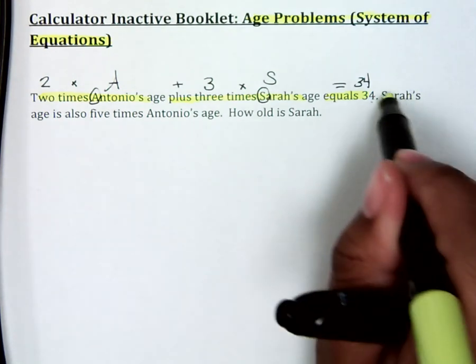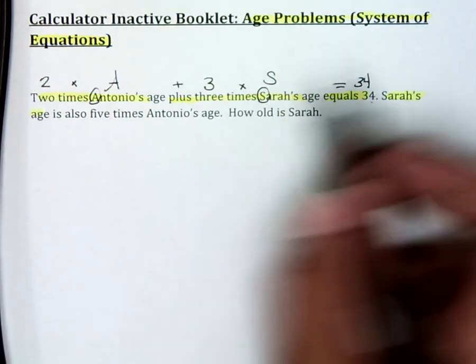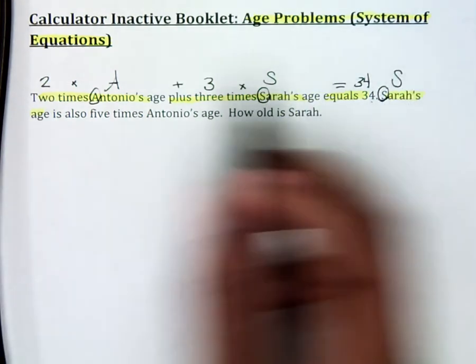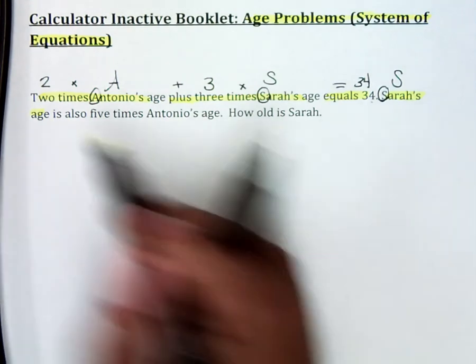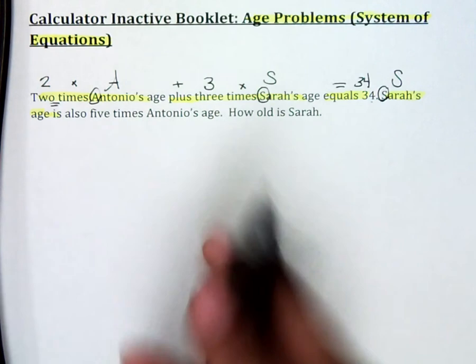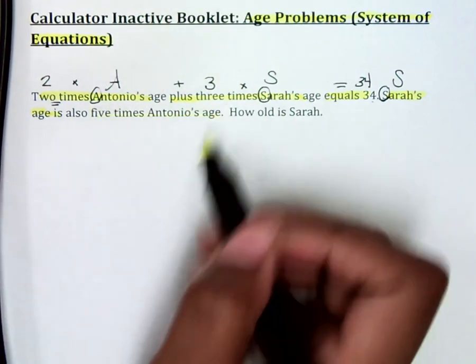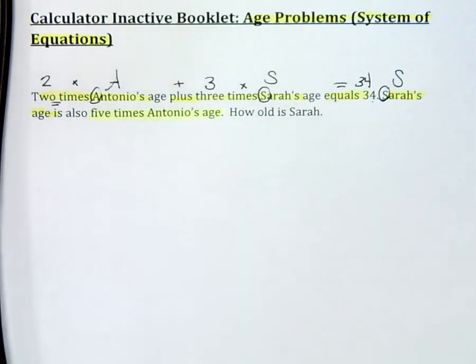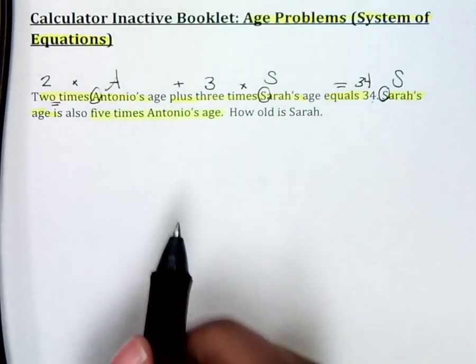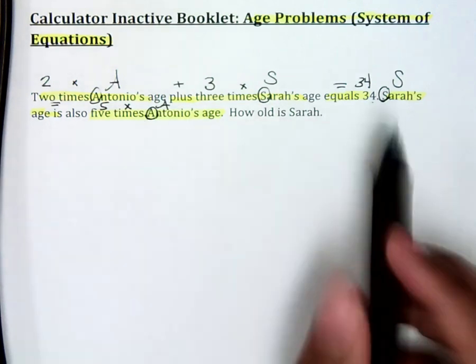Now I have Sarah's age. We've already said that Sarah is the variable S. Is very important. Is also is equals in math. 5 times Antonio's age. So we have 5 times A, which is Antonio.